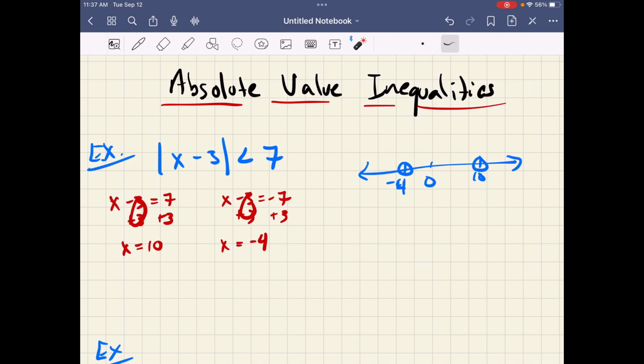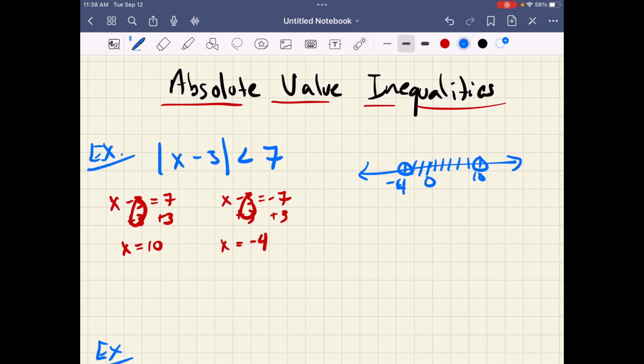Now I'm going to choose a point that's right in the middle. So I'm going to choose 3. I'll show you why. So I got absolute value of 3 minus 3 is less than 7. 3 minus 3 is 0. So I have the absolute value of 0 is less than 7. Absolute value of that is 0. So I have 0 is less than 7. That is a true statement. So I do want to include the points that are between negative 4 and 10.